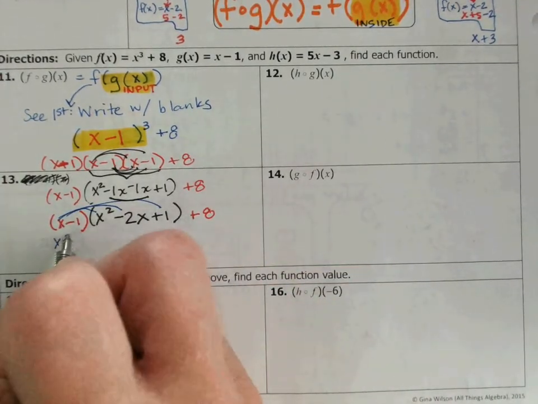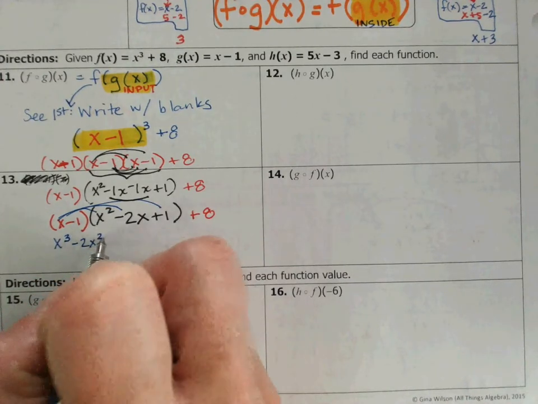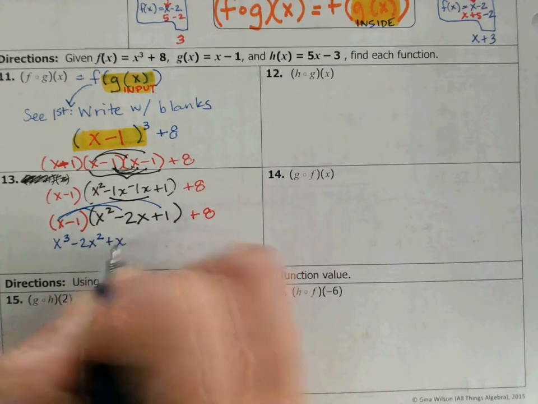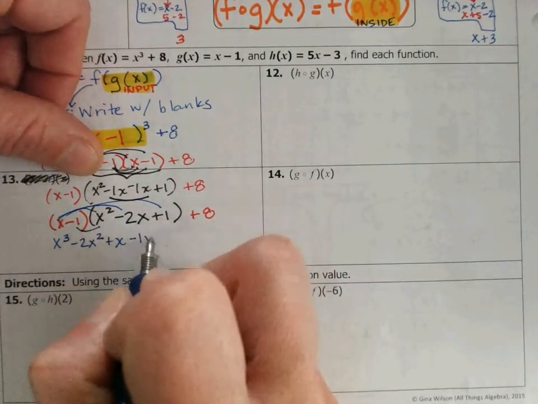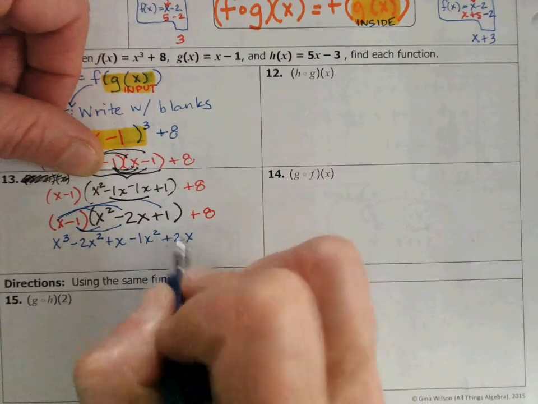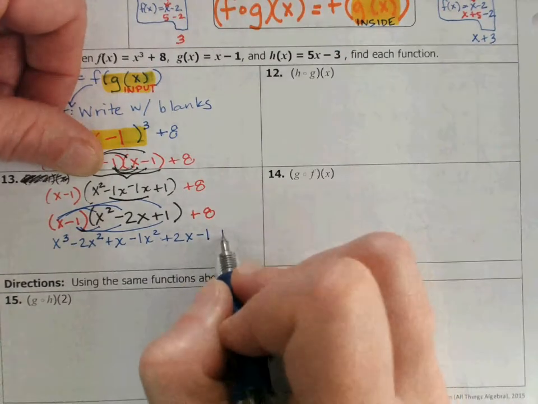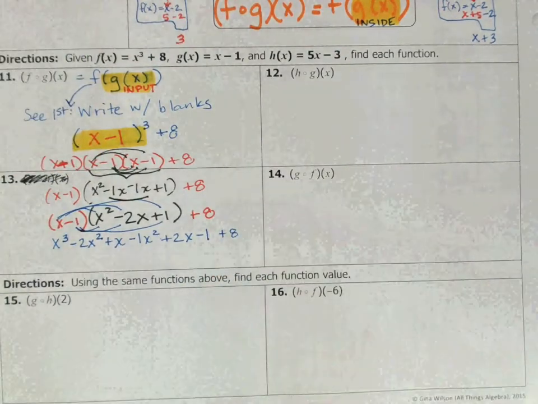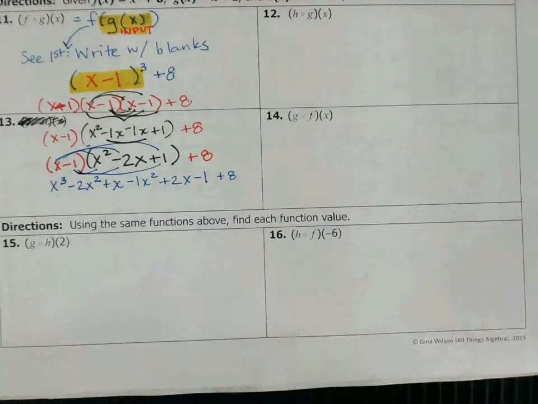So we have x cubed minus 2x squared plus x, and then do the minus 1. Minus 1x squared plus 2x minus 1. And then, of course, I still have that plus 8 on the end. All right, we are almost done. That one was tough because I had a cube in it.